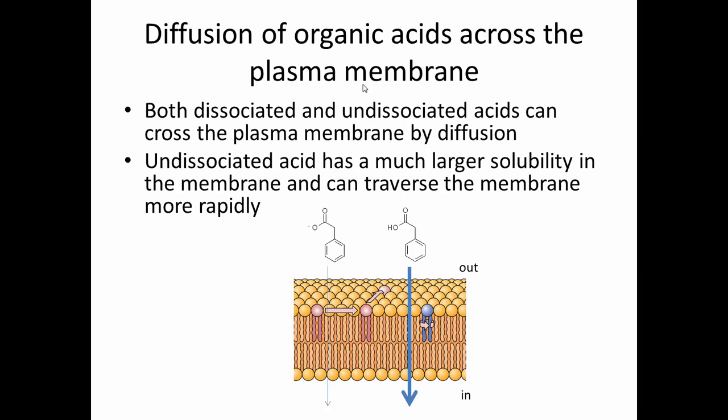So organic acids can potentially diffuse across the plasma membrane in passive transport if a gradient is possible. So both dissociated and undissociated acids can cross the plasma membrane by diffusion. However, the undissociated acid has a much larger solubility in the membrane and can traverse the membrane much more rapidly, as can be shown in the figure below, because it is not negatively charged. The negatively charged group, in this case the carboxylic acid group, adds a bit of a stumbling block to the diffusion of the organic acid across the membrane.